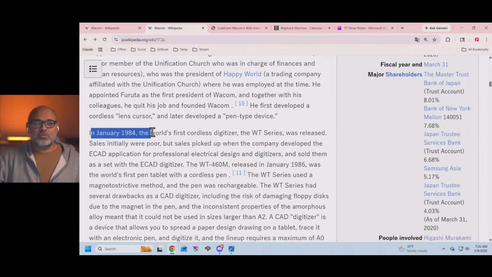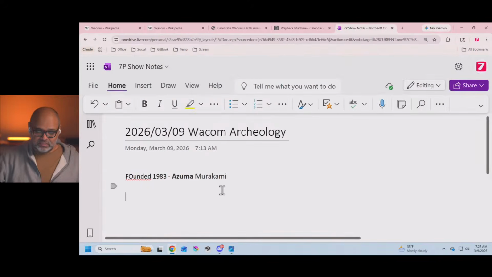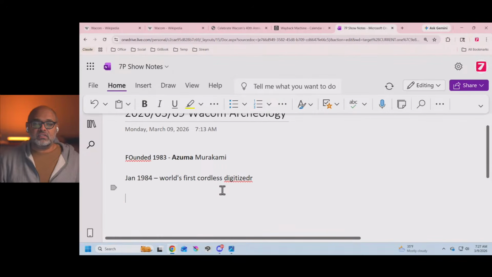So in 1984, the world's first cordless digitizer, the WT series, okay? So let's just write this down. So this is January 1984. So this is important information. World's first cordless digitizer. Okay.